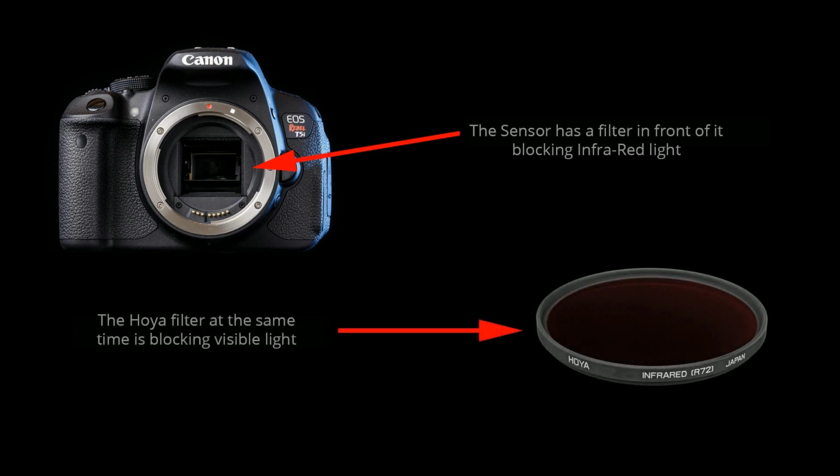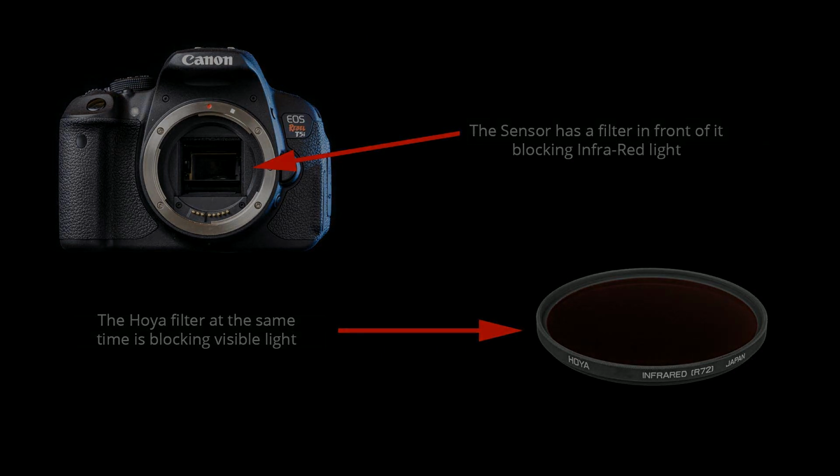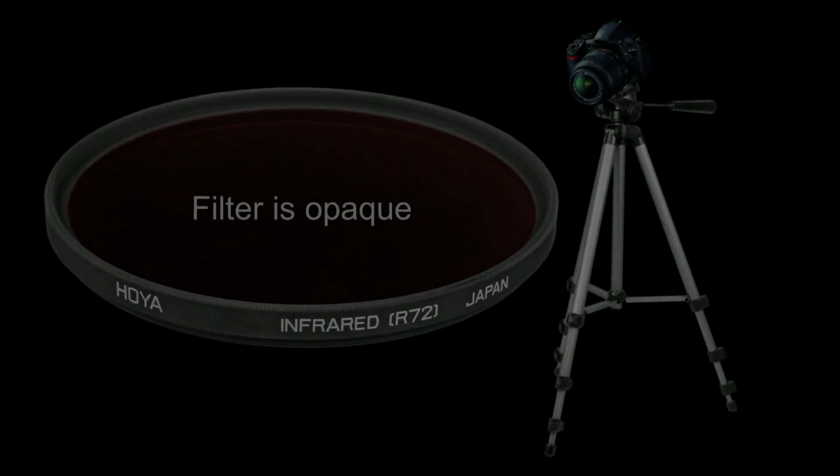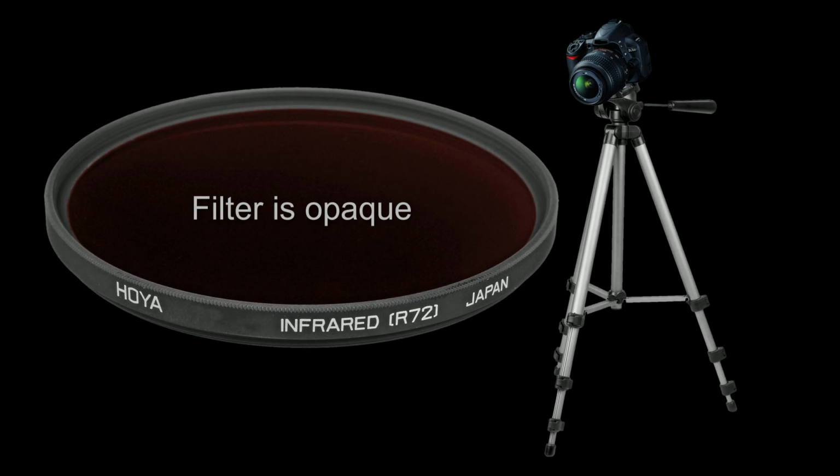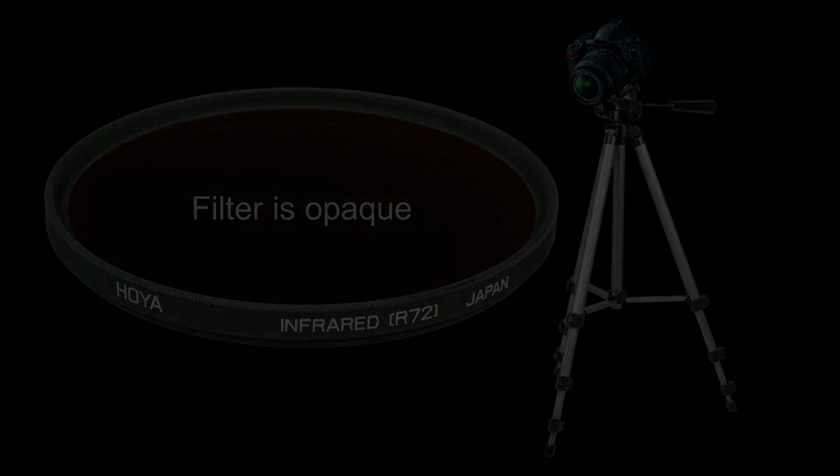So one filter is blocking visible light, that's our deep red filter, while the other on our sensor is blocking invisible light, and this results in long exposures even in bright sunny conditions. We also find that the red filter is so opaque that we can't see through it. We'll need to frame our shot first and then screw in the filter, so a tripod will be required for every shot.